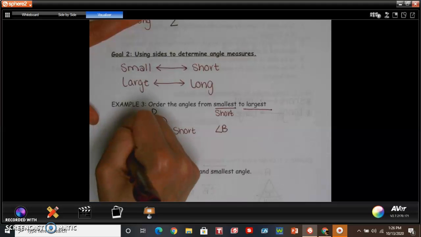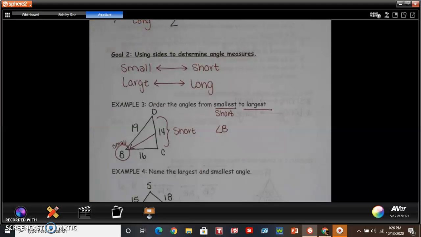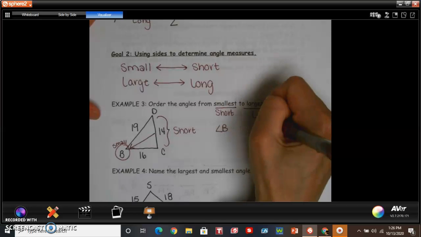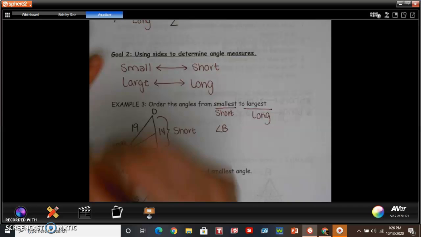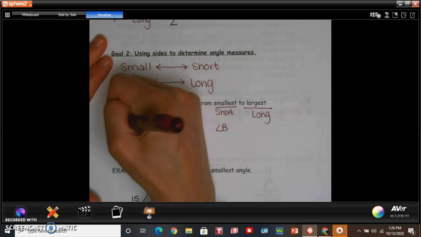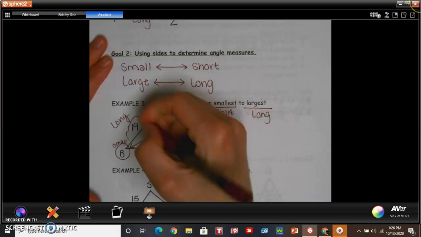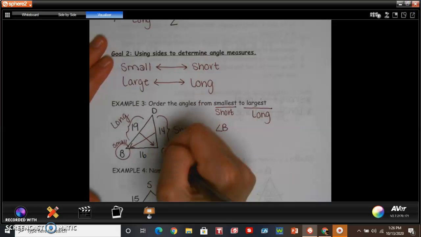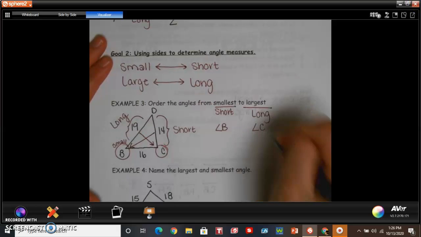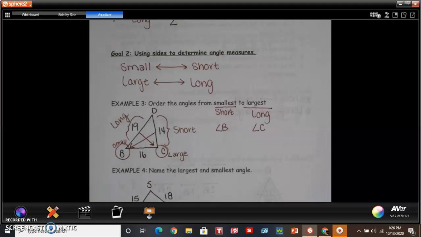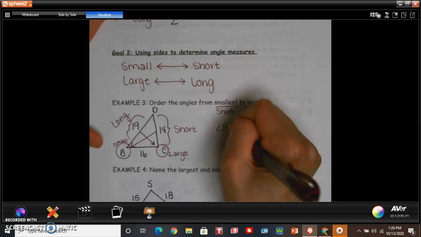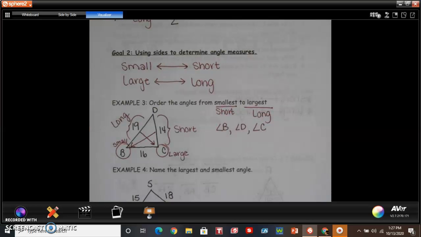Small. All right, now for our largest angle, we need to look for our longest side. So our longest side is 19. So across from 19 is angle C. This is our large angle. So what angle does that leave for the middle? Angle B. Ta-da! We just listed them from smallest to largest.